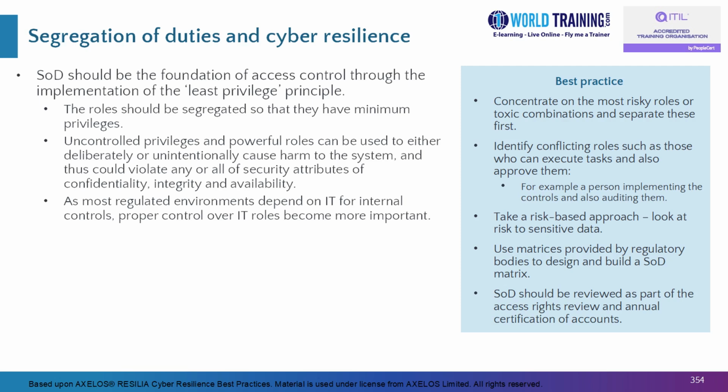So the best practices here are the following. Concentrate on the most risky roles or toxic combinations and separate these first. Then identify conflicting roles, such as those who can execute tasks and also approve them. For example, a person implementing the controls and also auditing them. These need to be separated. Take a risk-based approach. Look at risk to sensitive data. Use matrices or tables provided by regulatory bodies to design and build your own SOD matrix. And this SOD should be reviewed as part of the access rights review and annual certification of accounts.